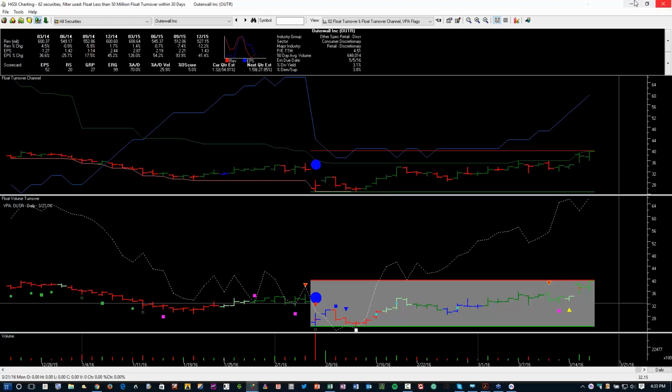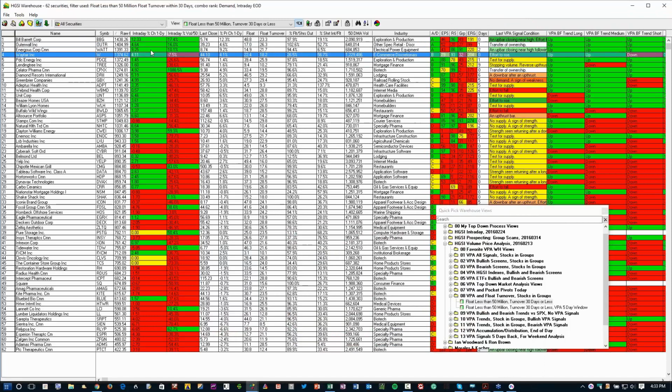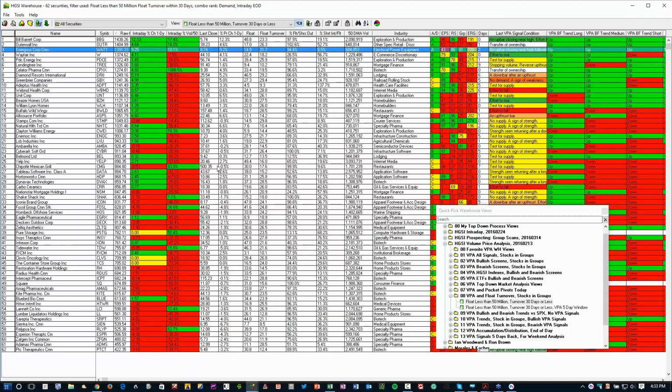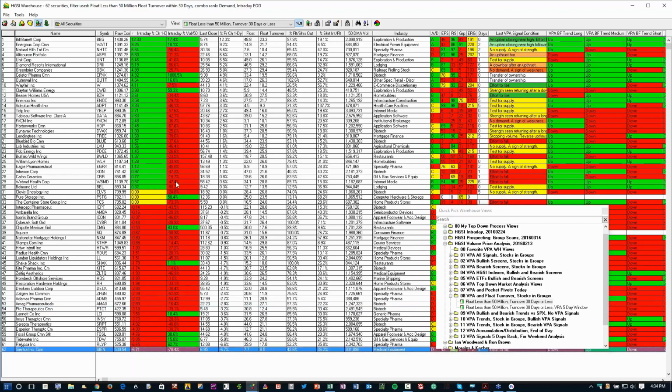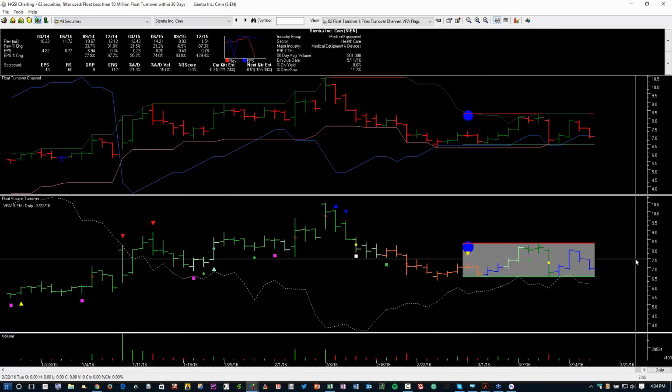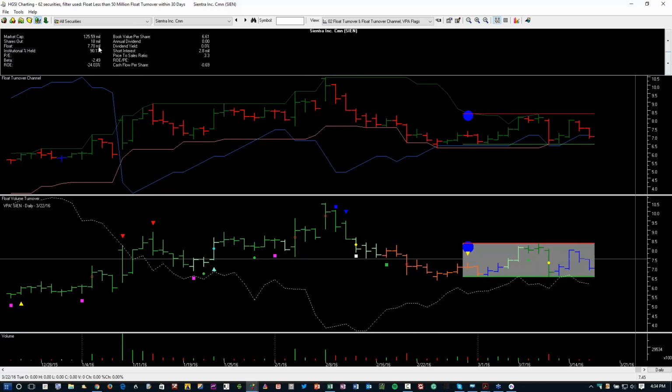Whoops, I didn't want to do that. Let's take a look at one more. Let's go down here to the bottom. This is a stock that was down 3 points, let me find the worst stock here on a percentage basis today. SIEN. Don't know anything about this stock. It's a medical equipment company. The float is only 7.7 million.